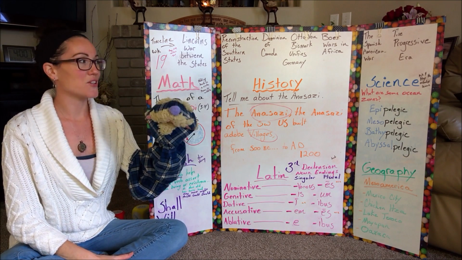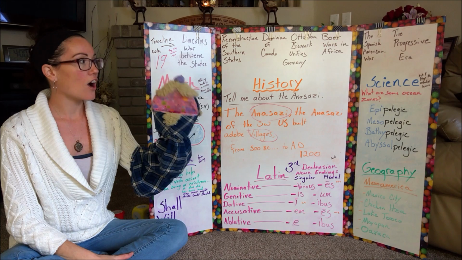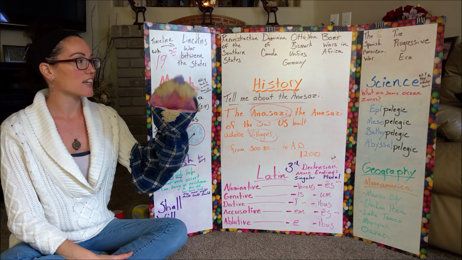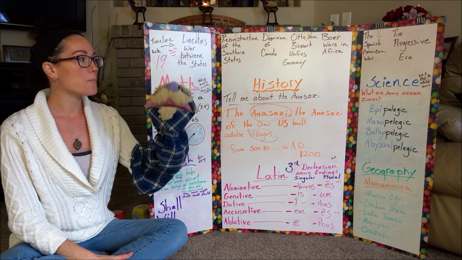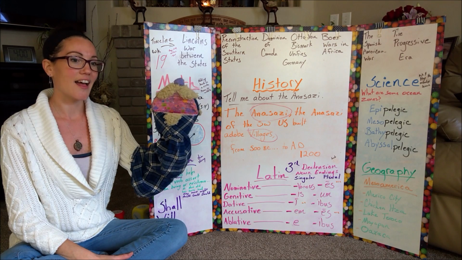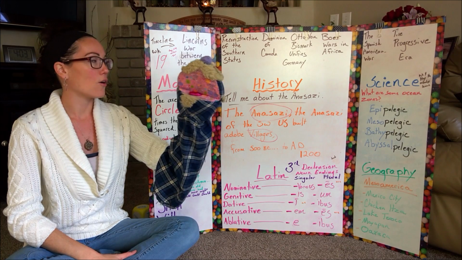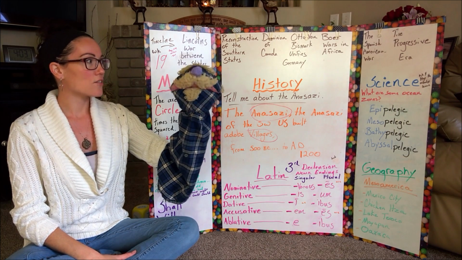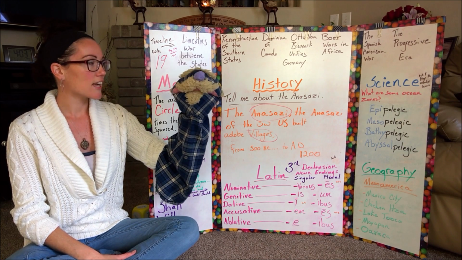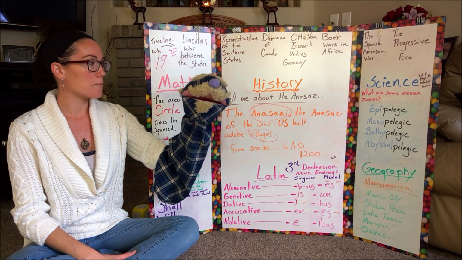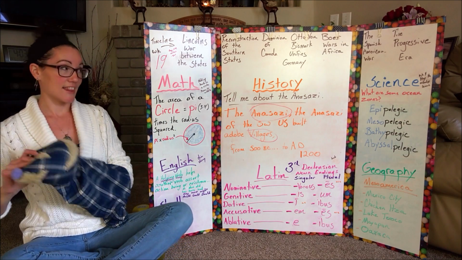What are some ocean zones? Some ocean zones are epipelagic, mesopelagic, bathypelagic, abyssal pelagic. What are some ocean zones? Some ocean zones are epipelagic, mesopelagic, bathypelagic, abyssal pelagic. And that's science.